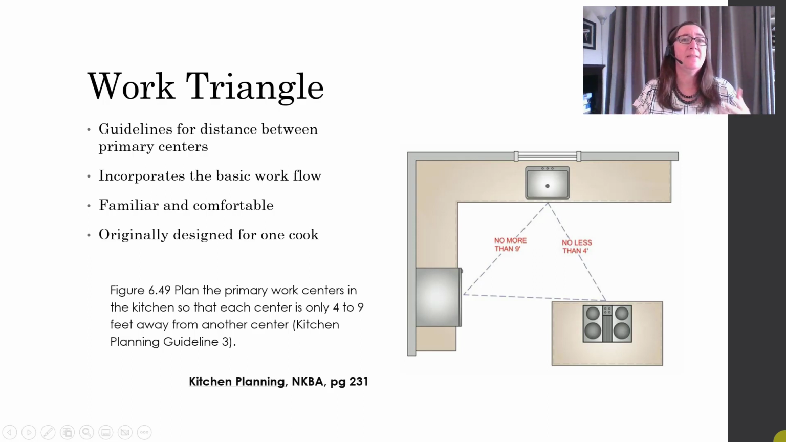This kind of incorporates or goes along with the basic idea of workflow, because basically we're trying to minimize, or actually optimize, the distance between these major centers. This idea of work triangle is familiar, it's comfortable, and just so you know, it was originally designed for one cook. So here's an illustration of a simple kitchen design, those three major centers, and the work route will form a work triangle.